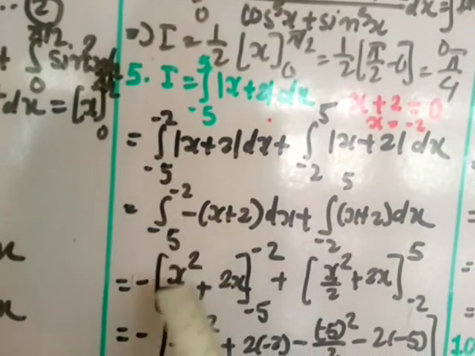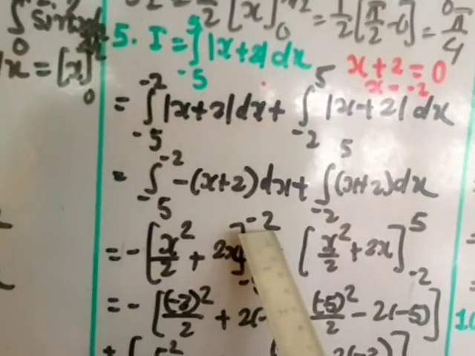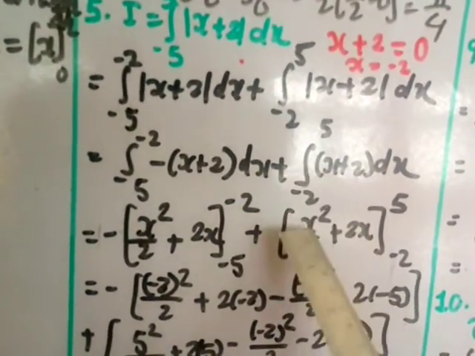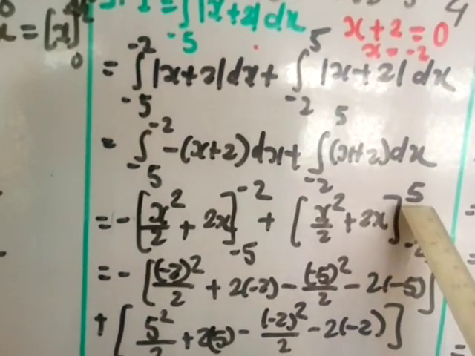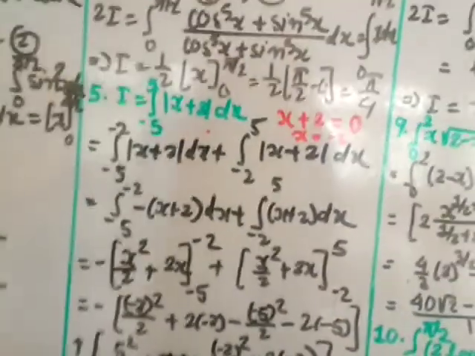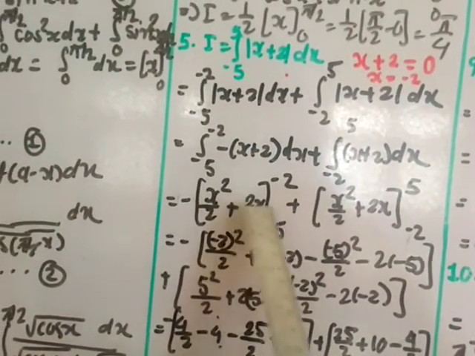Minus here, x integral is x square by 2 plus 2x. Lower limit minus 5, upper limit minus 2. Here also the integral is the same, x square by 2 plus 2x, lower limit minus 2, upper limit 5. Now you have to put the limit: first the upper limit minus the lower limit. So first I'll apply the upper limit in both places.